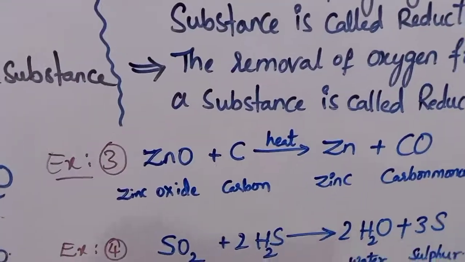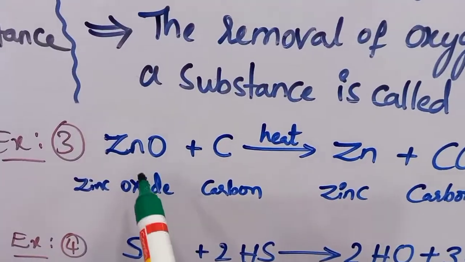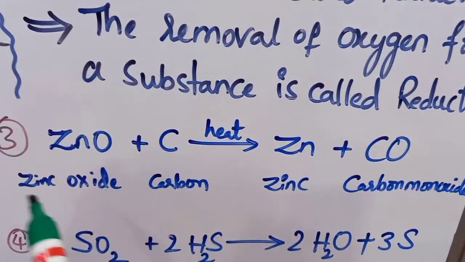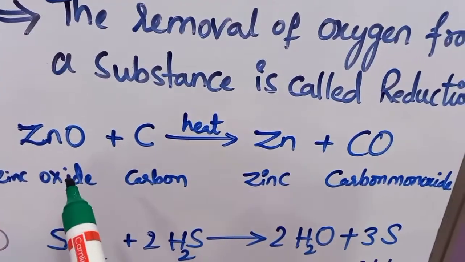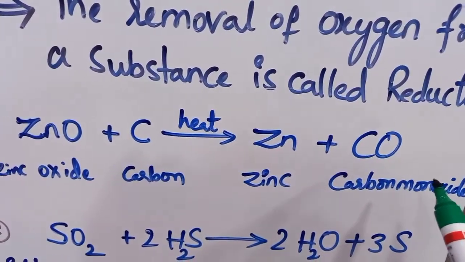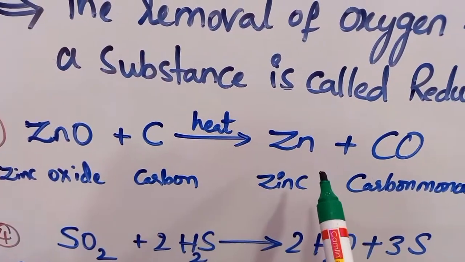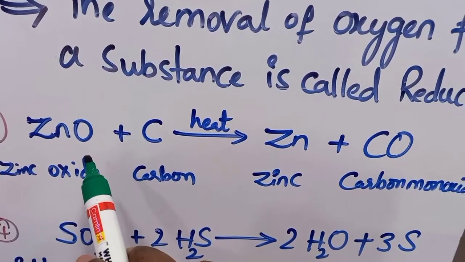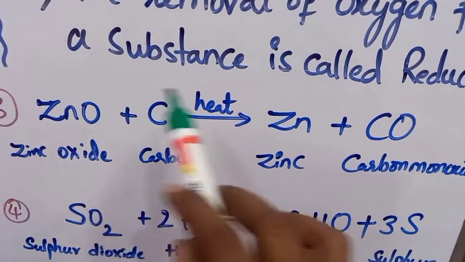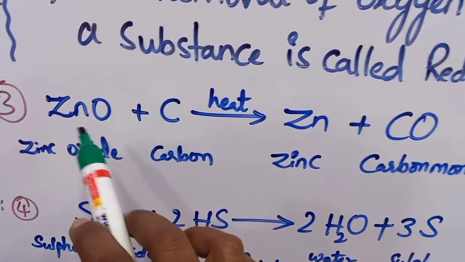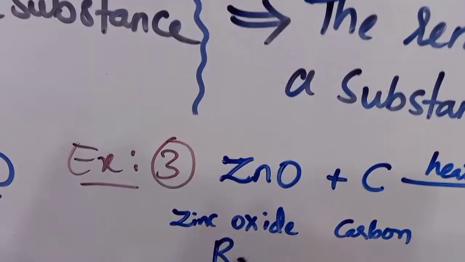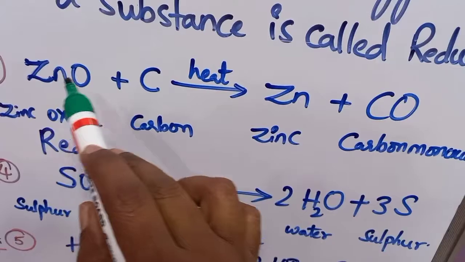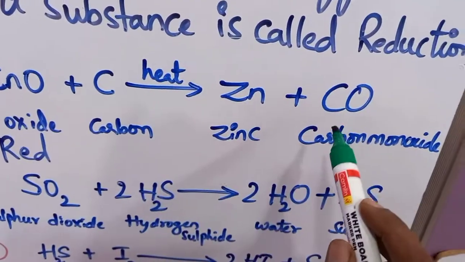Next, go to example number 3, where the reaction takes place between zinc oxide and carbon. Upon heating these two substances, a chemical rearrangement takes place to form zinc and carbon monoxide. Here zinc oxide is converted into zinc by losing its oxygen atom. Removal of oxygen means reduction. So zinc oxide is undergoing reduction.